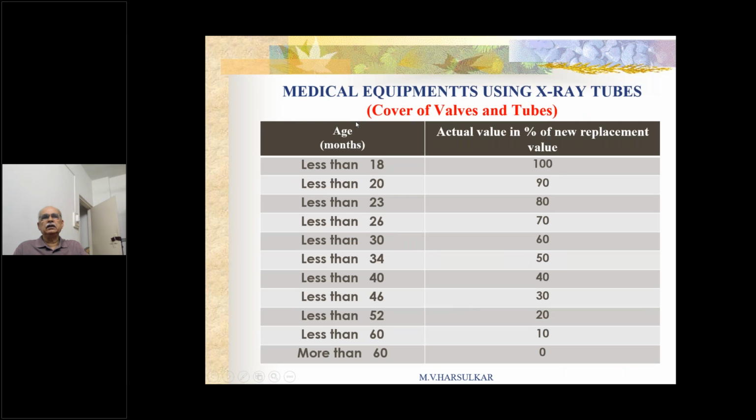For these three, this is the scale of depreciation. As there is no exposure counter, it is month-wise. So for the first 1.5 years, 100%. Then it goes on reducing. After 60 months, it is 0. So 5 years, 60 months is 5 years. So this is the scale.